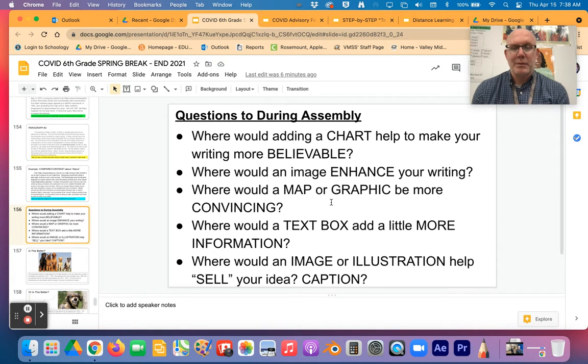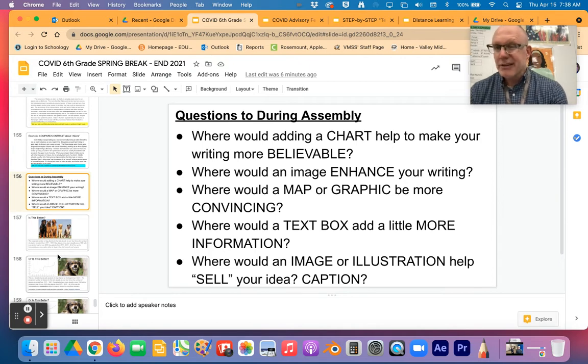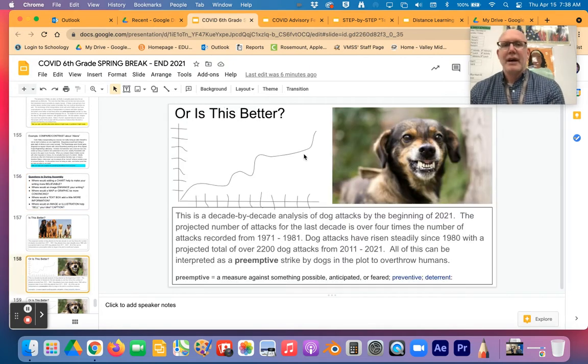And then would a map or a graphic be more convincing? Would a text box or a fun fact kind of addition seem a little bit more informative? Or literally, do you need an illustration? I really like illustrations because they're very, very personalized. So let's take a look at this.